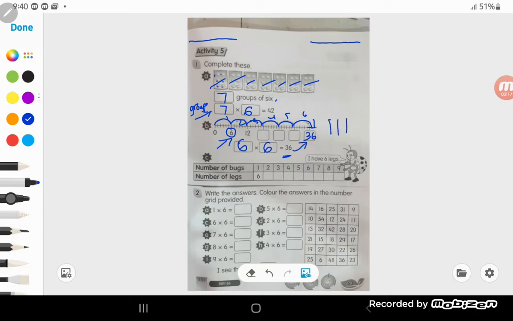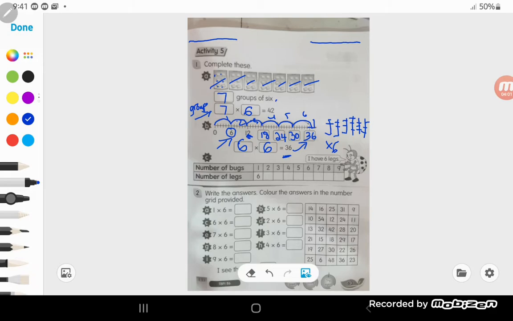1, 2, 3, 4, 5, 6. This one is 12. What is the number after 12? 13, 14, 15, 16, 17, 18. So here is 18. After 18, 19, 20, 21, 22, 23, 24. So 24. Count again 6. 25, 26, 27, 28, 29, 30. So your answer here is 30. That means count in 6, so that means times 6.